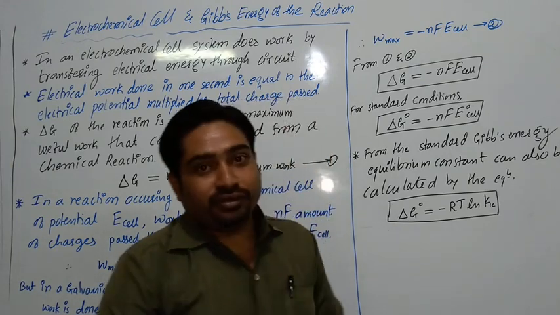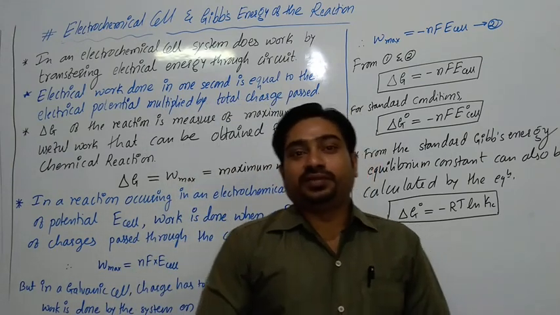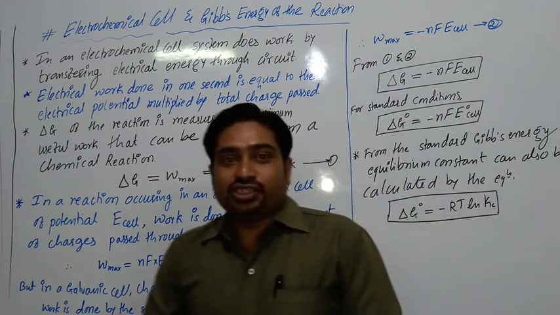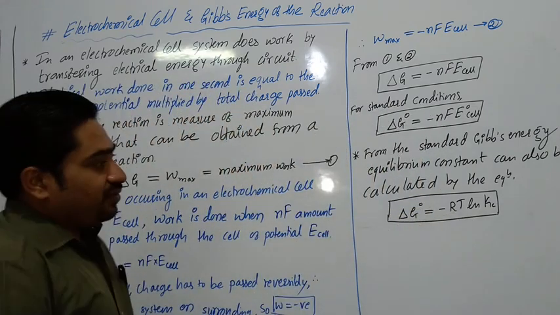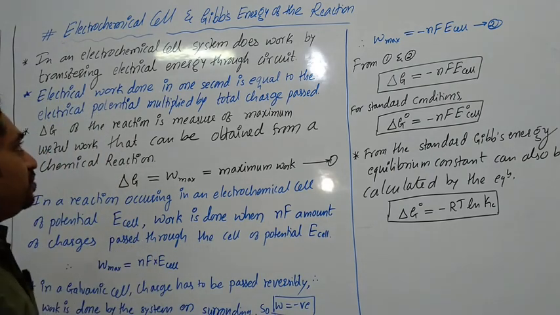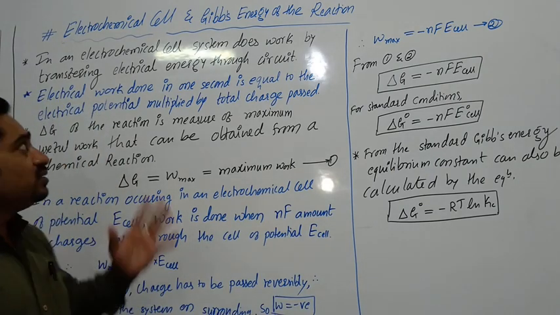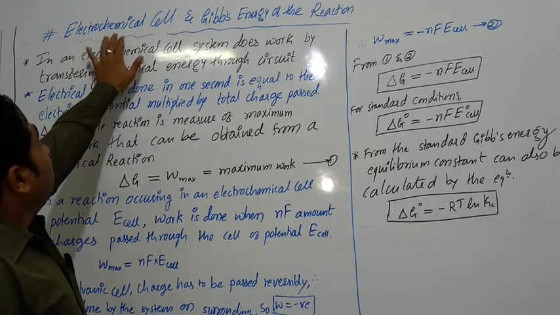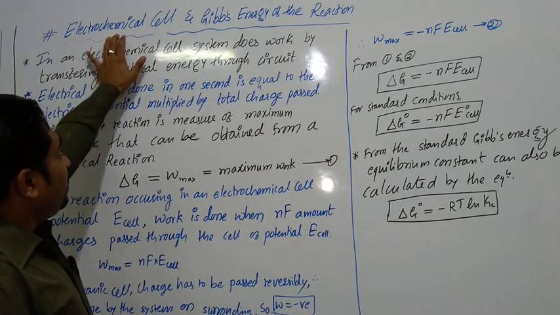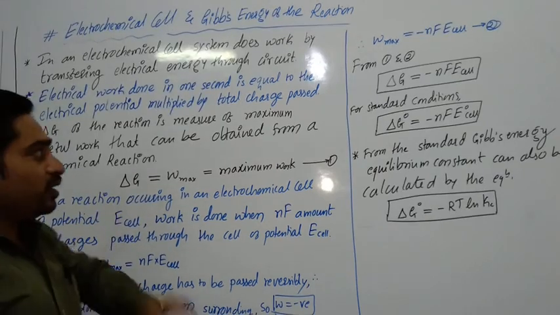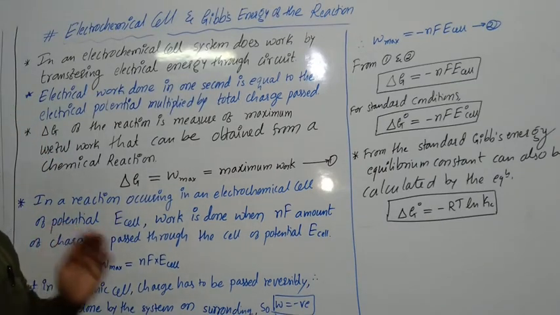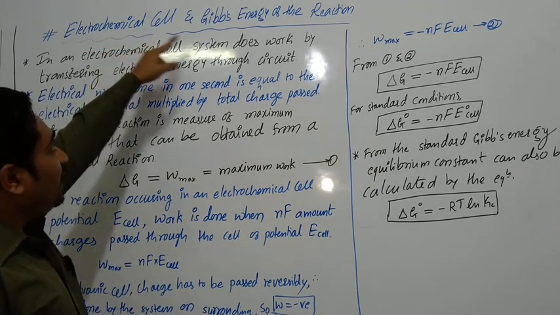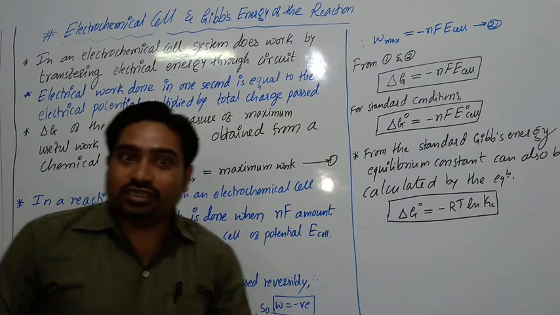Okay, so in the previous session we discussed the relation between an equilibrium constant and the Nernst equation, and now we are going to establish another relationship: the Nernst equation, the electrochemical cell potential E cell, with Gibbs energy. We are going to establish a relationship between the electrochemical cell and the Gibbs energy of the reaction.